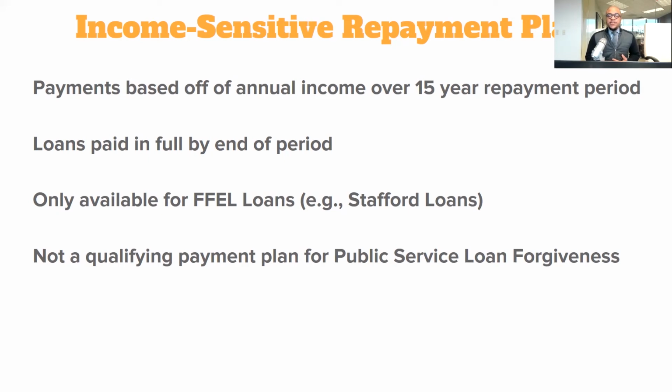Now, with income sensitive repayment plans, there are even more restrictions on the type of loans that can be repaid using this method. Because under income sensitive repayment, only loans that are FFEL loans, for example, a Stafford loan, can be repaid using this repayment plan. But the last similarity, just like everyone we've discussed thus far, is it is also not a qualifying payment plan for public service loan forgiveness.